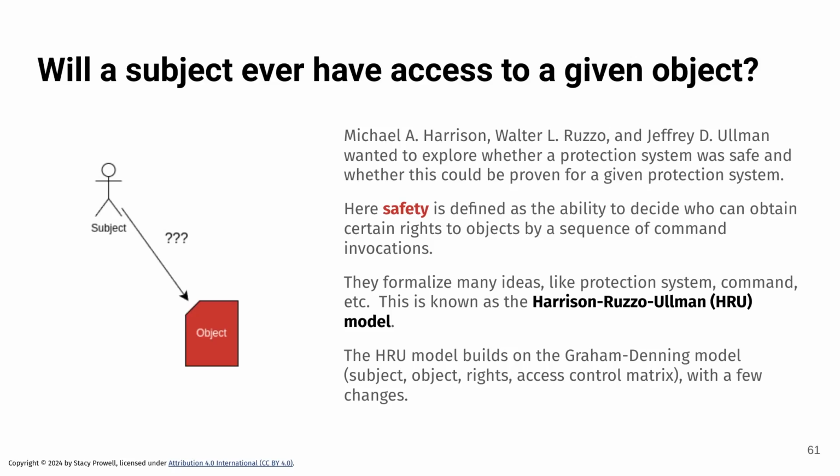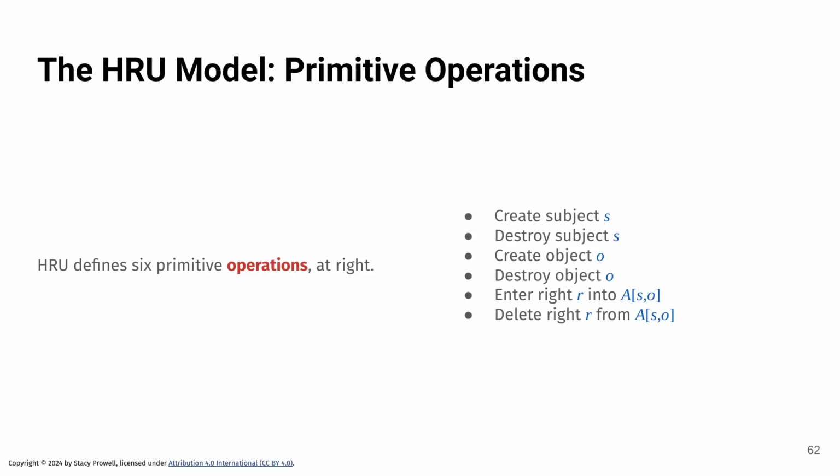All right, so what is safety? Under this, safety is defined to be the ability to decide who can obtain certain rights to objects by a sequence of command invocations. Okay, so if I can control that, then presumably it's up to me and I can keep the system safe. The HRU model formalizes these ideas, and it does that by building on the Graham-Denning model. So remember, the Graham-Denning model had subjects, objects, rights, and an access control matrix. HRU is going to start there and then build on it.